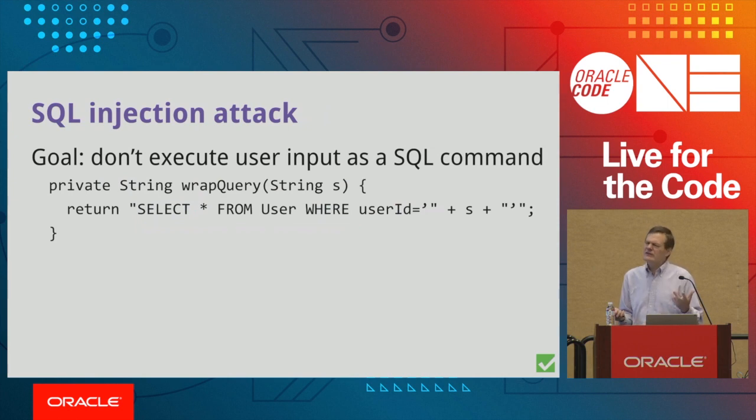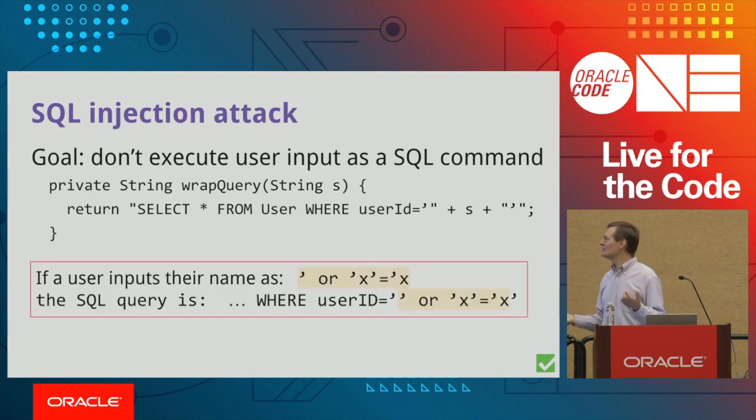So let's take a look at that last one, SQL injection attacks. So the goal is we don't want to execute user input as a SQL command. And here is some code you might imagine writing that is bad code. It creates a SQL query, and it's looking for this user. So it says select star from user, where user ID equals S, and you put that in single quotes. So the problem is, what if you have a user with an unusual name? Their name is quote or quote X quote equals quote X.